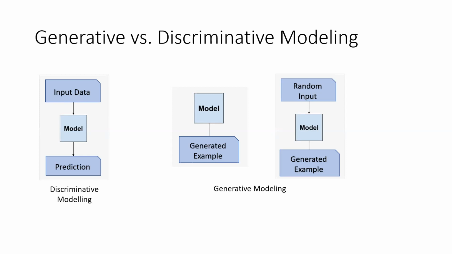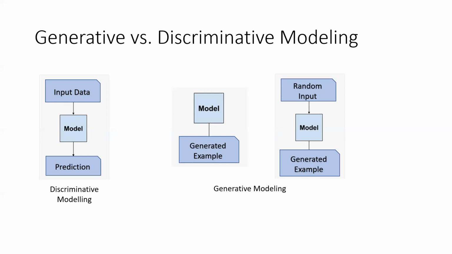We've seen many examples. For example, when we talked about image classification using convolutional neural networks, that's a discriminative model where the input is the images, the model is the convolutional neural network, and the output is the class of the image.